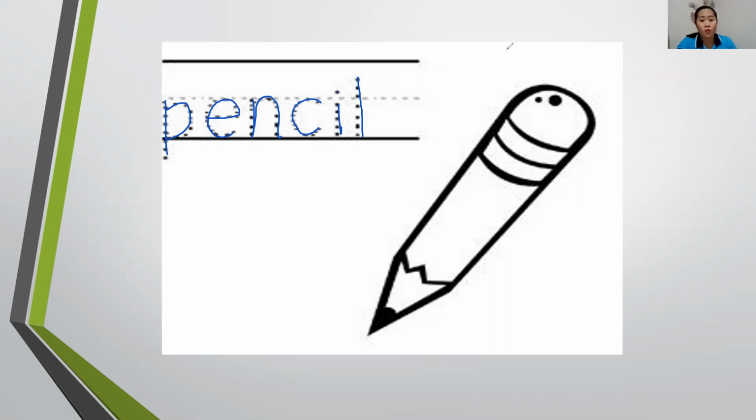You can color whatever color you like. Pencil, probably you want to color it orange, black, and white. After you write the pencil, spell, and then color. You can color this one here. I want to see how you color it nicely. Write, and then you are going to say the word.